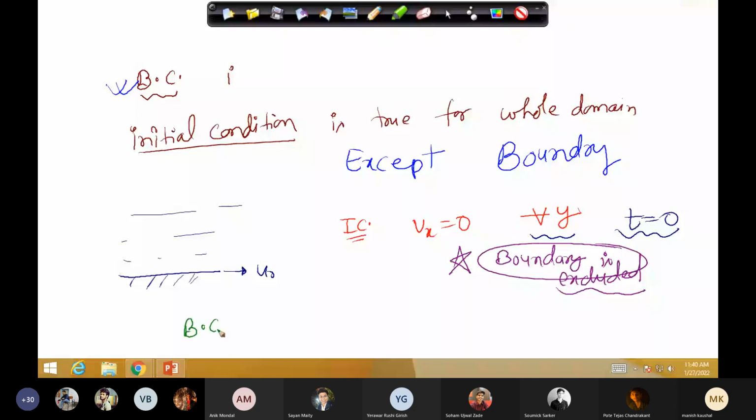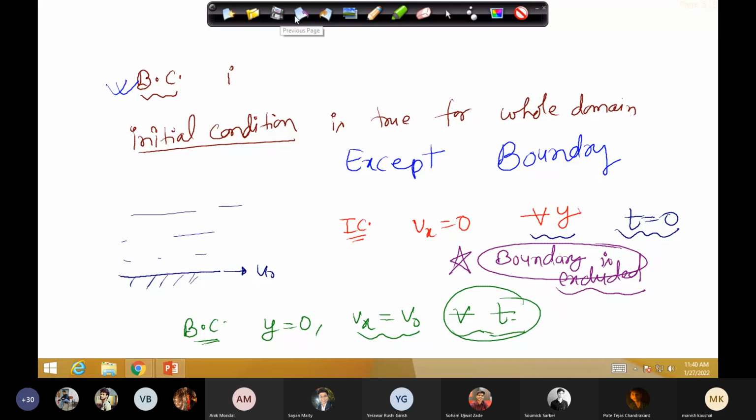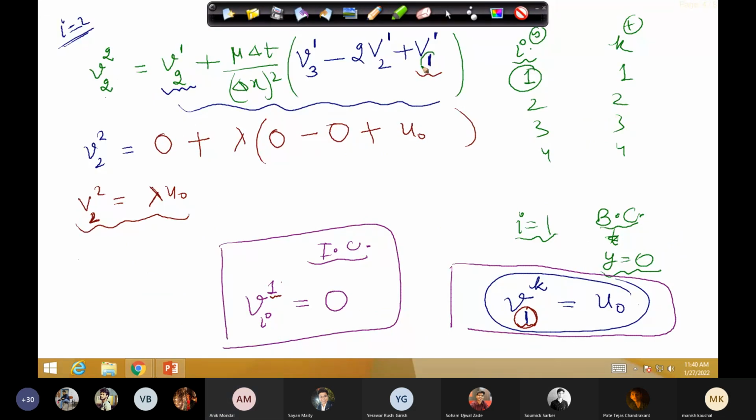At y equals to 0, my velocity is v naught for all t. Doesn't matter what time it is. Sorry, for all t, not y. The moment the phenomena has started, the boundary will always maintain this velocity v naught. Always. So we cannot mix it up. Is it clear? Does it make sense? Yes, sir. Okay, got it. That's why whenever you have this lower subscript 1, it doesn't matter what is the top subscript. It is always going to be u naught. Clear? So V1K is always u naught.